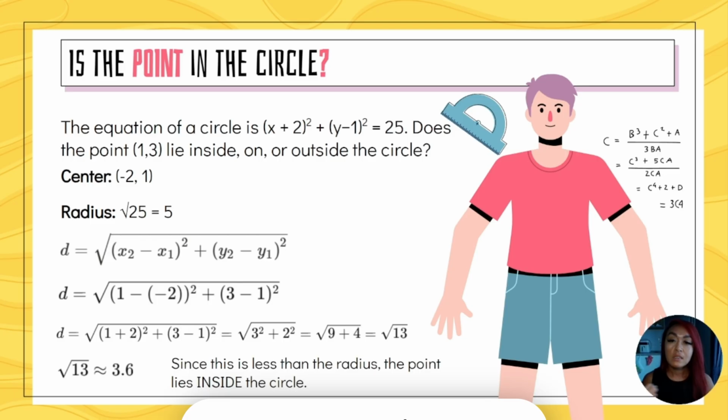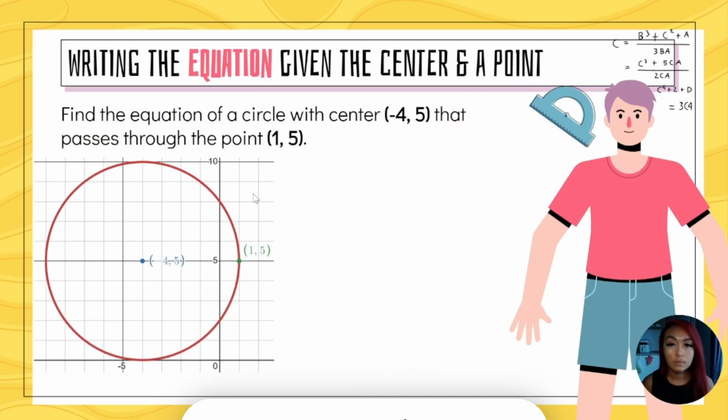because the distance between the center and the given point is less than the distance between the center and the edge of the circle, because that would be the radius. So the point has to be inside the circle.